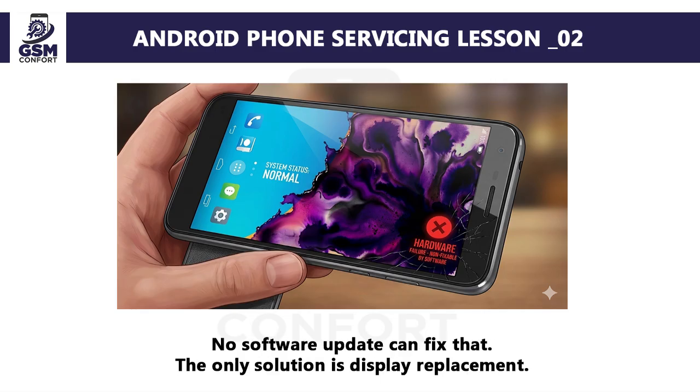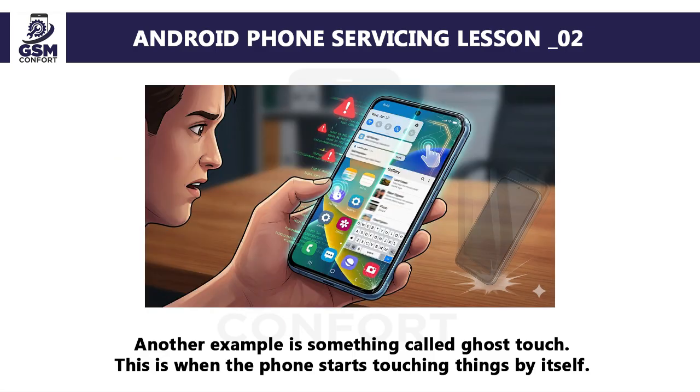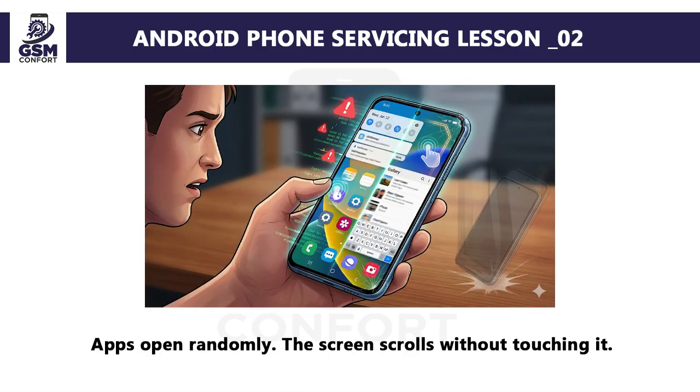No software update can fix that. The only solution is display replacement. Another example is something called ghost touch. This is when the phone starts touching things by itself. Apps open randomly. The screen scrolls without touching it.